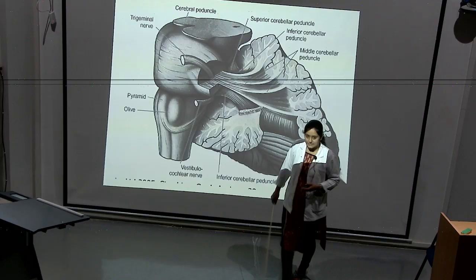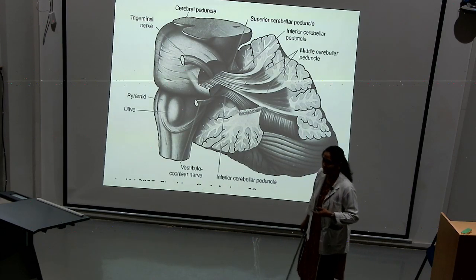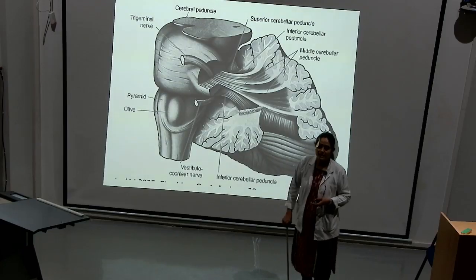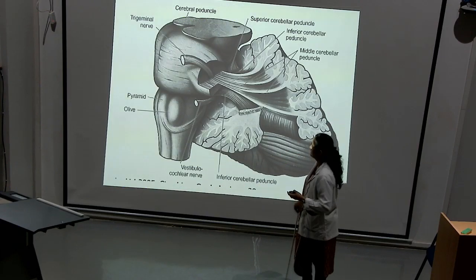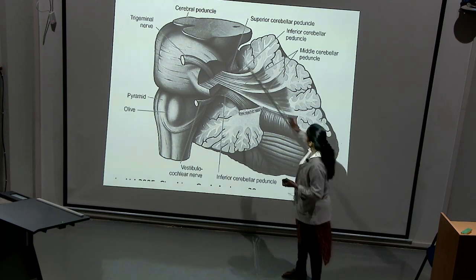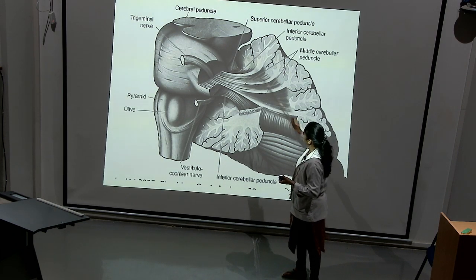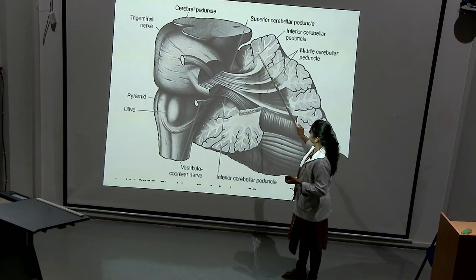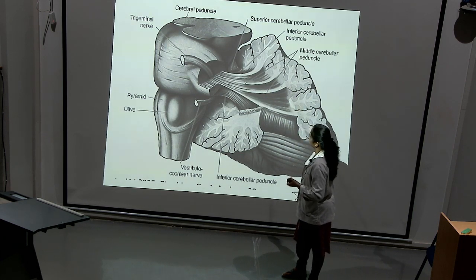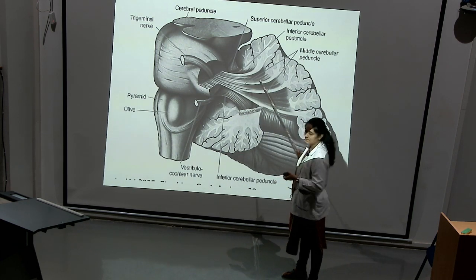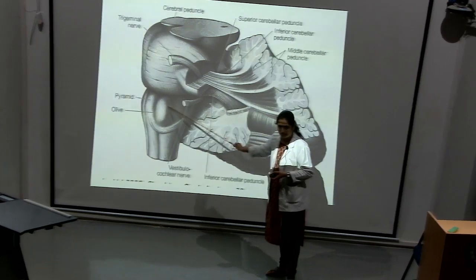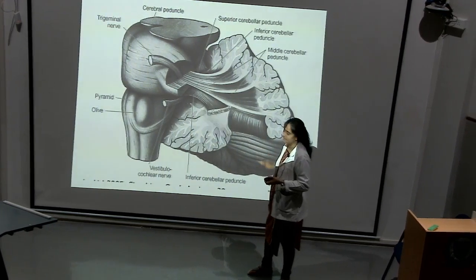Now, this cerebellum is connected to each and every part of the brainstem through tracts of fibers which are called cerebellar peduncles. They are 3 in number, each one for one part of the brainstem. So, you have the superior cerebellar peduncle, which connects the midbrain with the cerebellum. Then you have the middle cerebellar peduncle connecting the pons with the cerebellum, and this is the inferior cerebellar peduncle, which connects the medulla oblongata with the cerebellum.